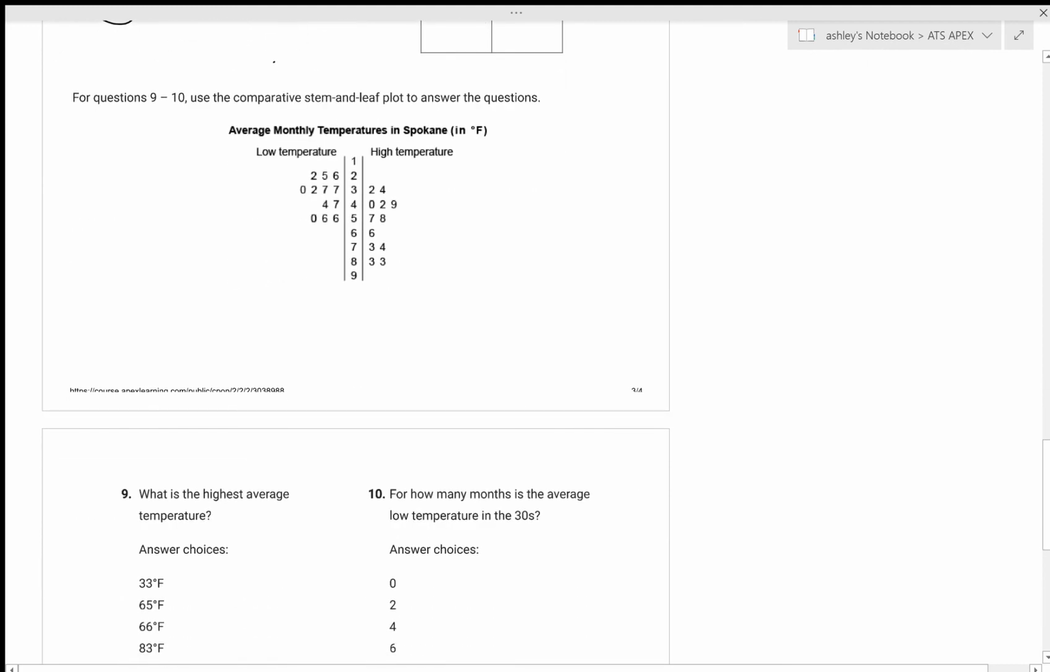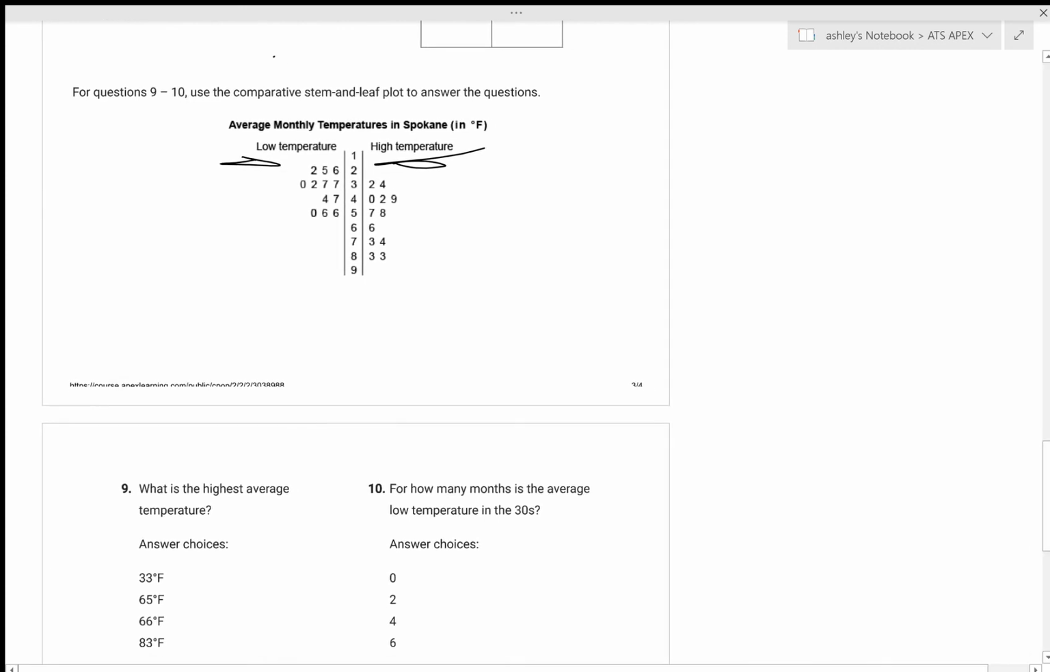Now it says use the comparative stem and leaf plot to answer the questions. So with the stem and leaf plot, you're just comparing. The first side is your low temperatures. So just make sure you read through and high temperatures because some questions will ask about high and low, and you'll see that when we get to your Apex. So what is the highest average temperature? So I'm on the high side. I want the biggest number. Well, 83 looks to be my biggest number.